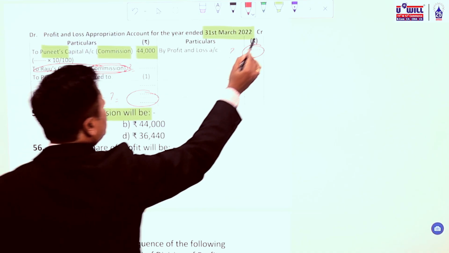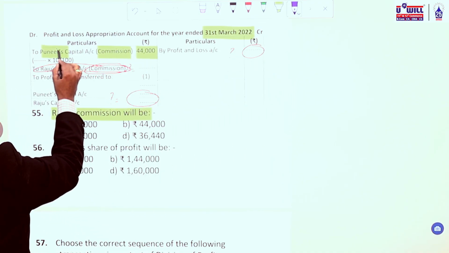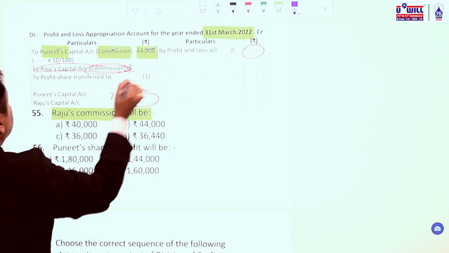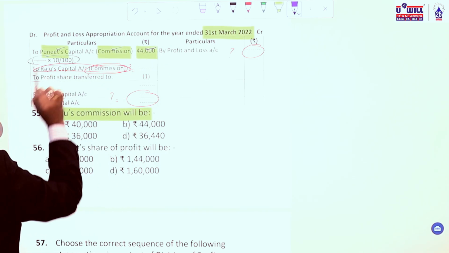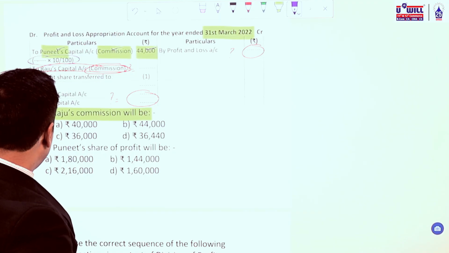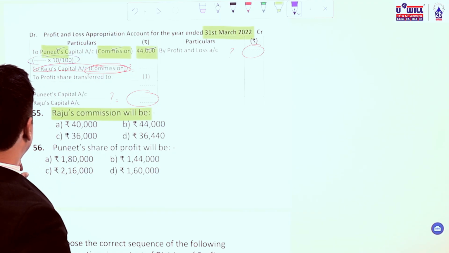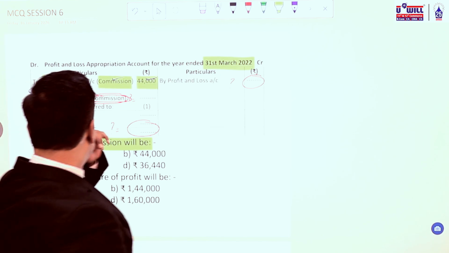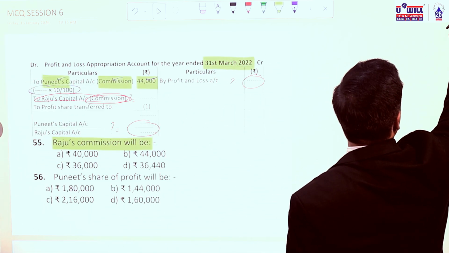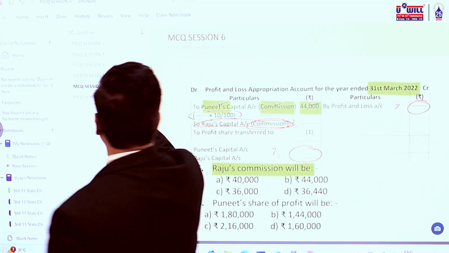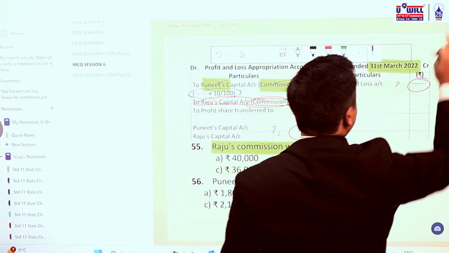you can see over here this Puneet's commission is given as 44,000, which is given as some amount into 10 upon 100. So what will that amount be? I think part of the question is missing over here. The initial question is missing, before the debit side of the P&L appropriation account, where the main question starts. I'll see if it is there in the previous one. No problem, I'll just give you the basic information over here.